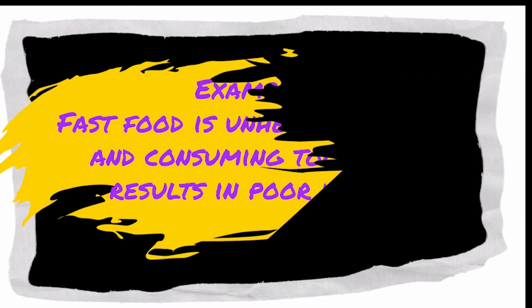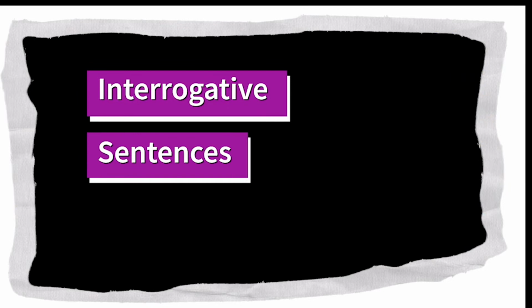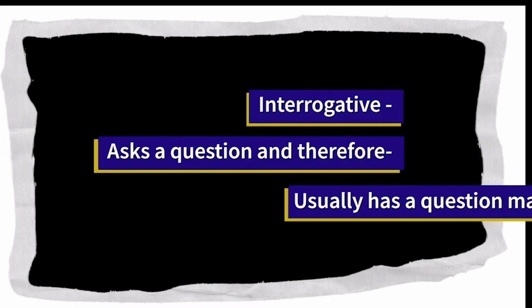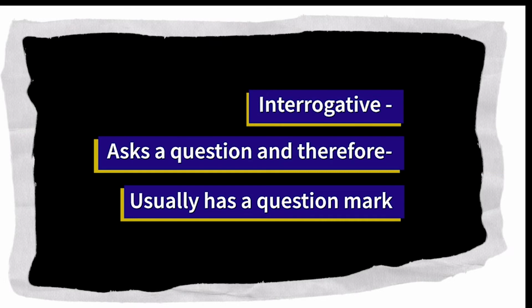Okay, let's move on a little bit further. So we have interrogative sentences now. Interrogative sentences. What does that mean? Let's take a look. Well, interrogative sentences ask a question and therefore they usually have a question mark, right? As you know, when you ask a question, there's always a question mark at the end of the sentence. That's a top tip. So interrogative, asking a question.